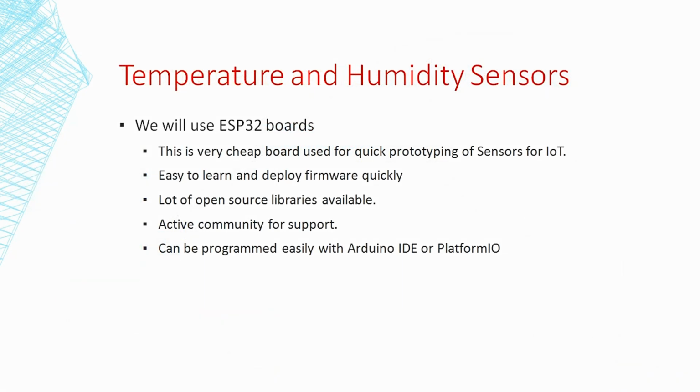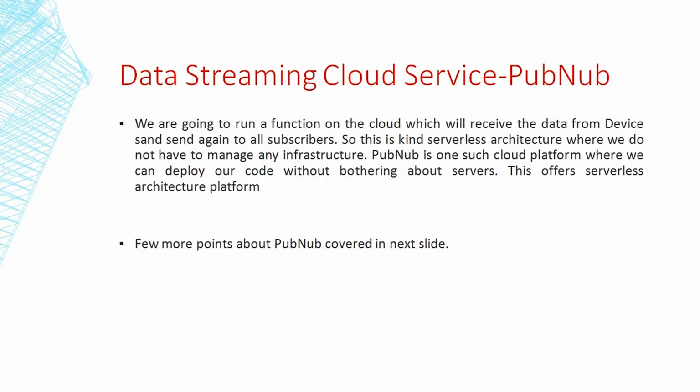So the first component, temperature and humidity sensor, will be using ESP32 board, and as you know, this is a very cheap board and can be used for quick prototyping, very easy to learn, and a lot of open source libraries are available. A very active community support for this. So this is the first component that we have.